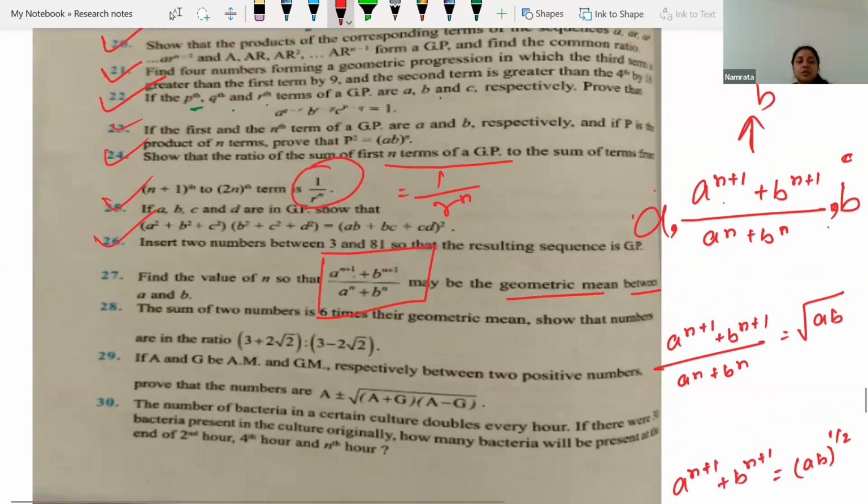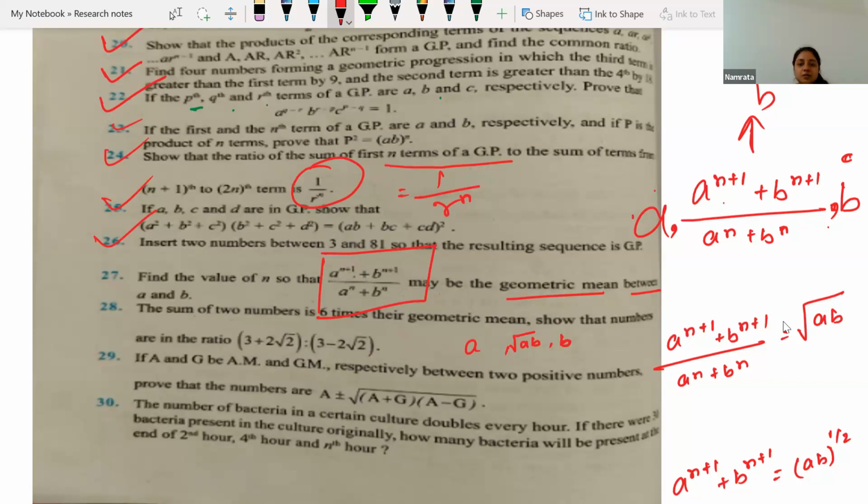Okay, so we are done with 27. Now 28 says the sum of two numbers is 6 times their geometric mean. The sum of two numbers is 6 times their geometric mean. So that numbers are in ratio this and this. Okay, let's say the numbers are A, B. Their geometric mean will be root AB. Okay. Now the sum of two numbers.